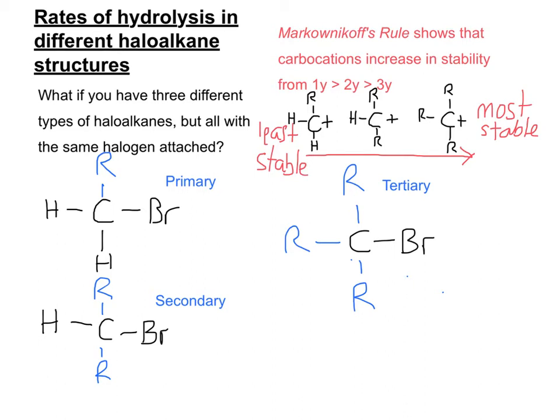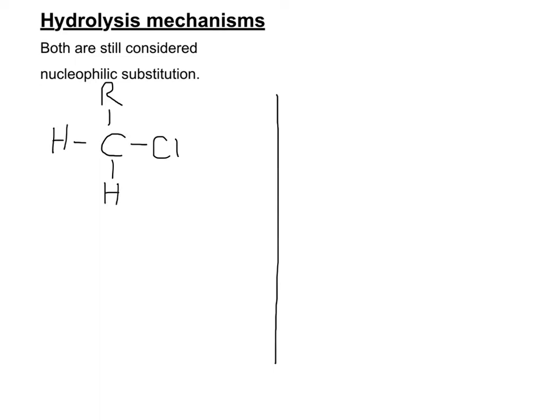So this has an effect on the mechanism that takes place when they're hydrolyzed, and therefore that has an effect on the speed with which they're hydrolyzed. So don't worry, one is not a new mechanism, they're both considered nucleophilic substitution. So what I'm going to do is split the page down the middle like this, and we're going to take a primary haloalkane with its one R group, and then we're going to take a tertiary haloalkane with three R groups.